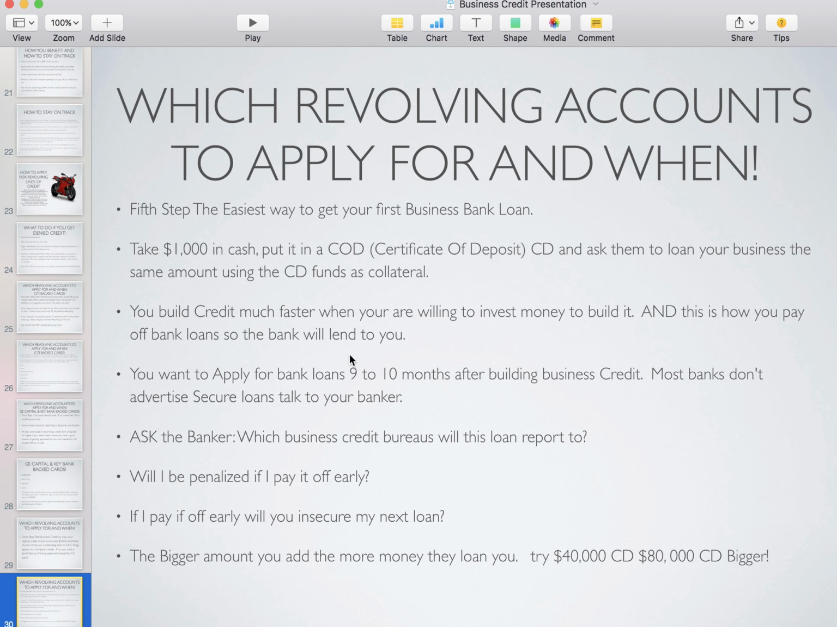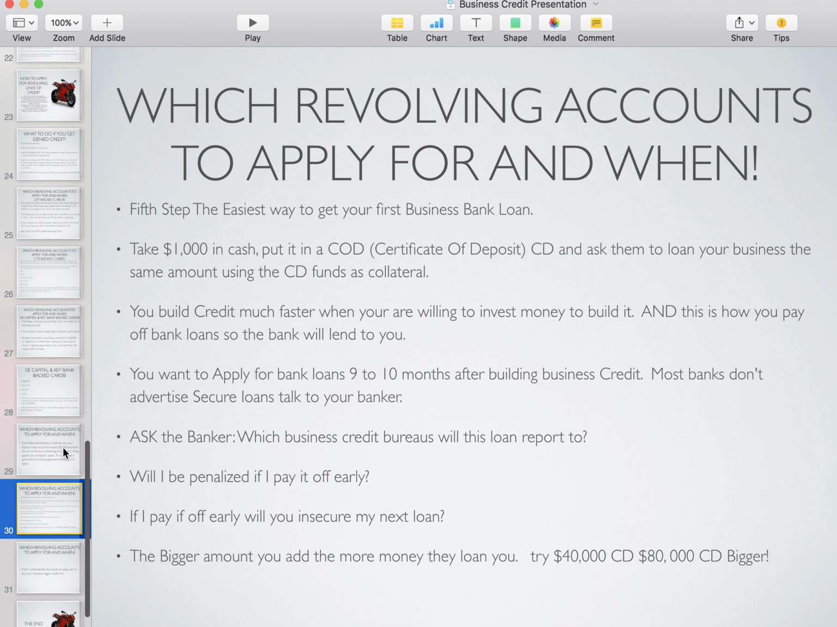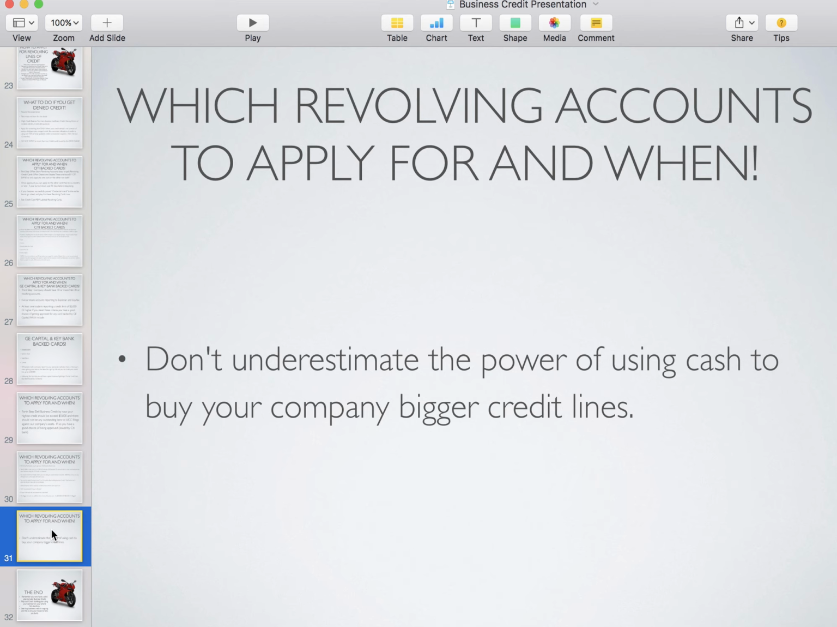So if you have 40,000, 80,000, and you actually did those CDs very well, those certificates of deposit, once you deposit money in those accounts and use those funds as collateral and borrowed against and paid it back, 40,000, 80,000, best believe the banks are going to give you $25,000, $40,000 worth of business credit because you're showing that you know how to manage that credit. Okay? So, which revolving accounts to apply for and when? As I said, don't underestimate the power of using cash to buy your company bigger credit lines, especially when you're looking to build bank loans.